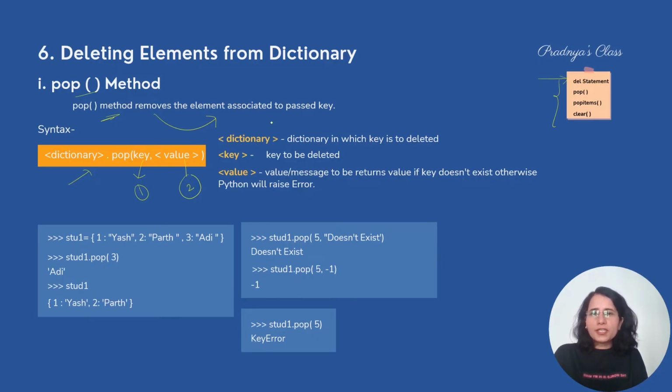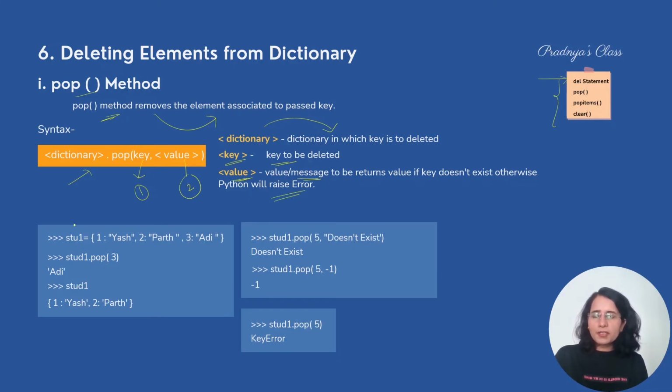So the dictionary is the name of the dictionary from which we have to remove the item, and the key argument specifies the key to be deleted. And this optional parameter value is the message to be written if the key doesn't exist. So if you mention some value or some message here, it will get returned if the key doesn't exist in the dictionary. Otherwise, if you do not mention it, it will raise the error.